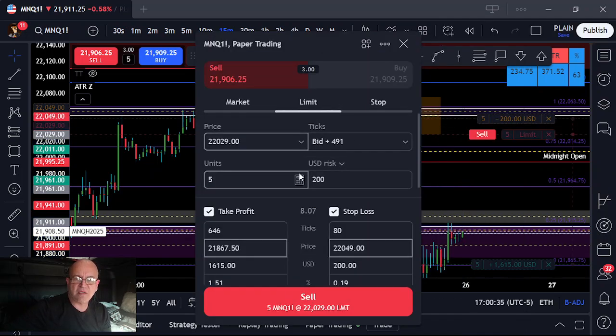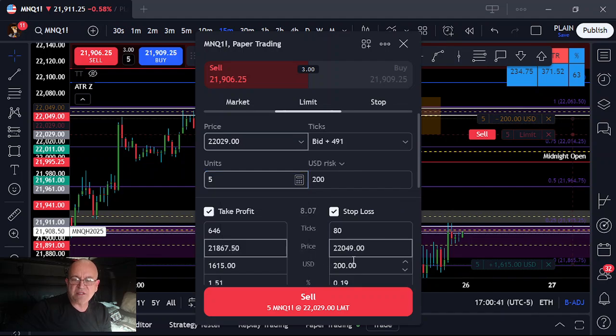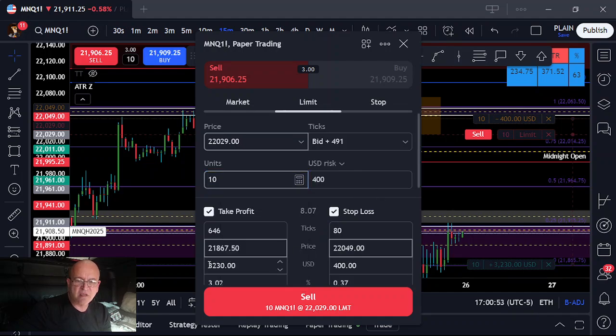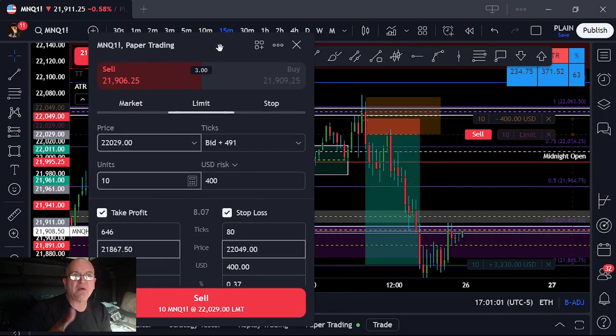If you go in with 5, you're only risking $200 on a 20-point stop loss, and you're making 1650. If you go in with 10, you're risking 400 to make 32. Of course, I didn't close at the bottom, so I gave some of that back, and I'm okay with that.